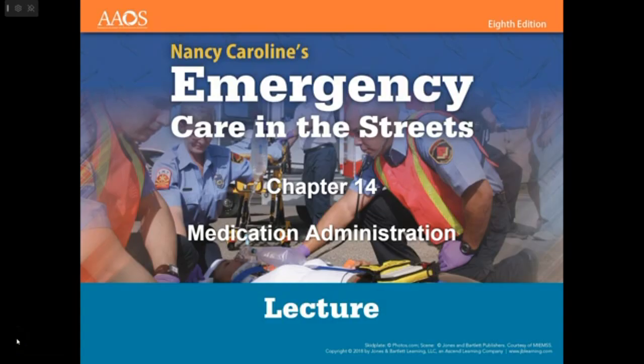Chapter 14, Medication Administration. I'll admit to you up front, this is going to be a very visual chapter. There's a lot of good illustrations and skill drills, calculation stuff in the book, so you do want to make sure you're reviewing the book with this, not just listening to the lecture.